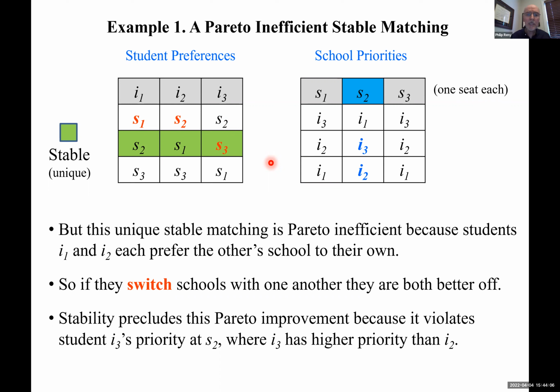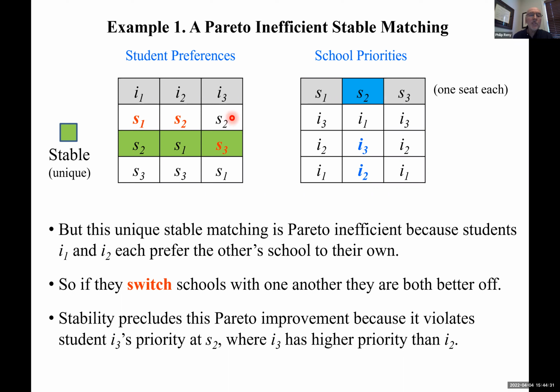How do I... what do I need to show? I need to show that it's not possible to make student three better off. So she has a right to relief from this priority violation, but in seeking that relief, she can't make someone worse off and violate their priority at the same time. So notice that in order to make student 3 better off, she has to be assigned to school 2.